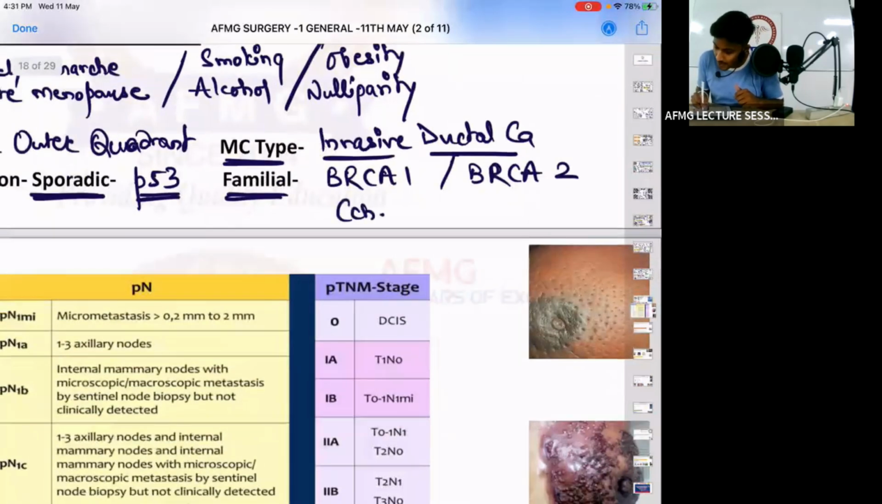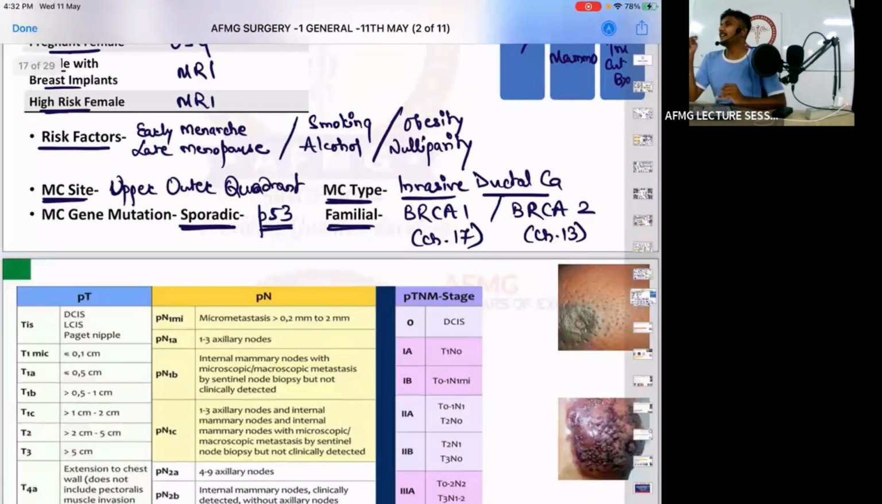BRCA1 on chromosome number 17. BRCA2 on chromosome number 13. ठीक है, ऐसे याद रख सकते हो. Important. So BRCA1 or BRCA2 gene mutation can cause familial or genetic hereditary breast cancer, which will run in the family. ठीक है. Most common out of these two is.